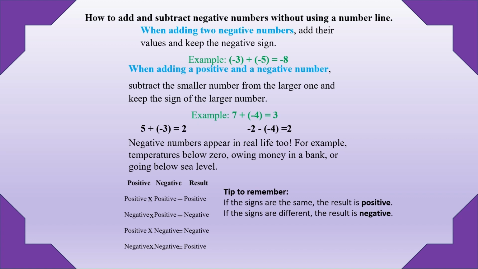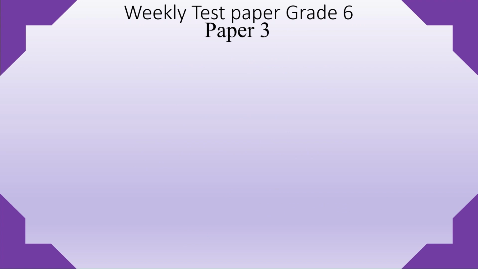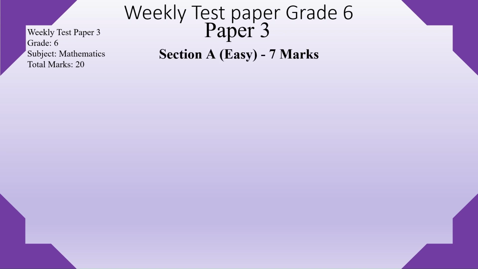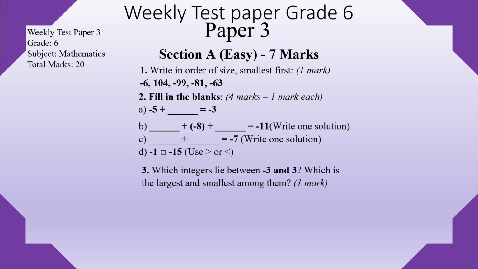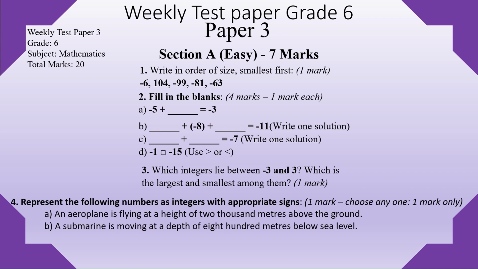So that's it. Are you all ready to solve the problems with negative numbers? Good luck. Here is your weekly test paper 3. The marks are out of 20. You can note down the time taken. Section A is of easy questions, 7 marks. There are 4 questions and in the 4th question you can do any one of these.